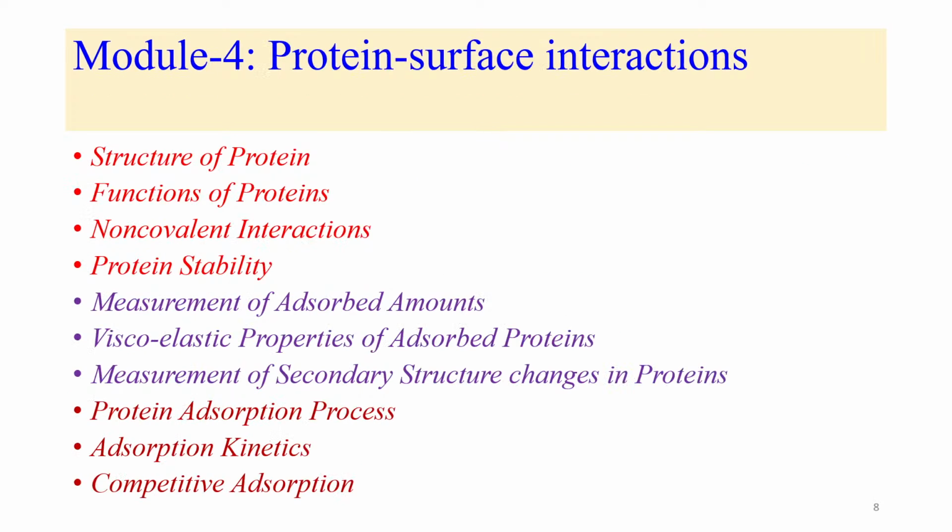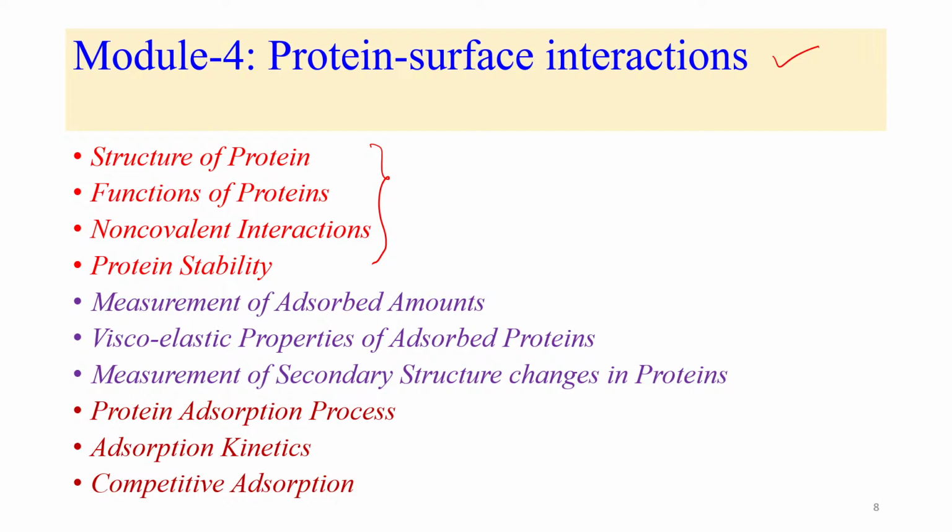In the fourth module, which was the second step of biointerfacial interaction, that is protein-surface interaction, we first discussed a brief introduction about proteins. Proteins are basically polypeptides made of different amino acids, and amino acids are of four different natures: hydrophilic, hydrophobic, positively charged, and negatively charged. That's why they give complexity to protein molecules.